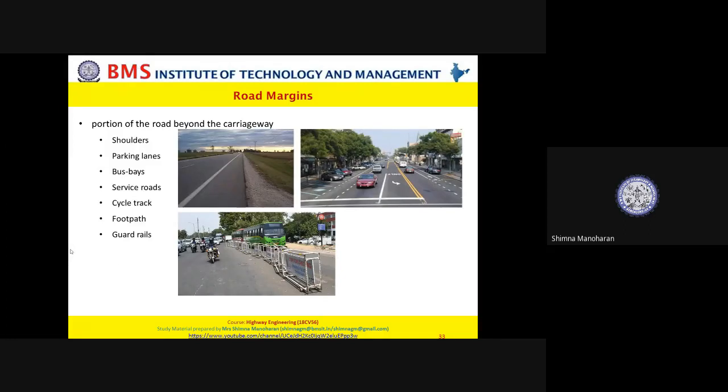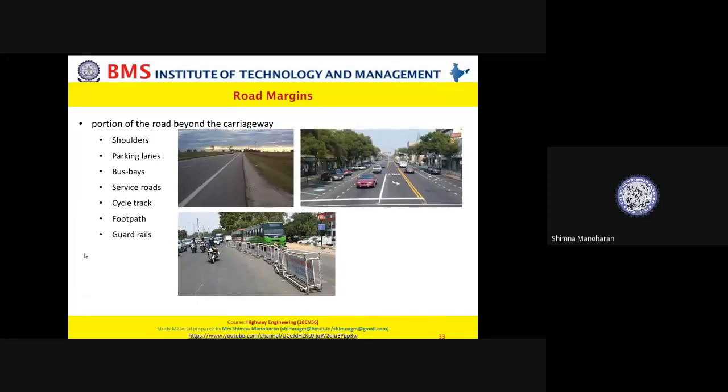Service road. What is service road? Ma'am, they are usually next to national highways from which the two-wheelers and other vehicles can move. Yes, bicycles and other things. So service road and cycle track are more or less of the same purpose. Footpath. For the pedestrians, yeah, footpaths are provided for the pedestrians.